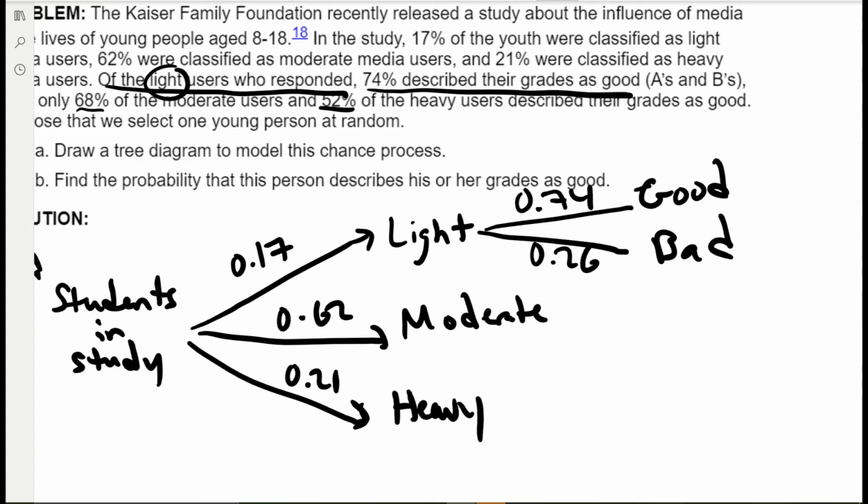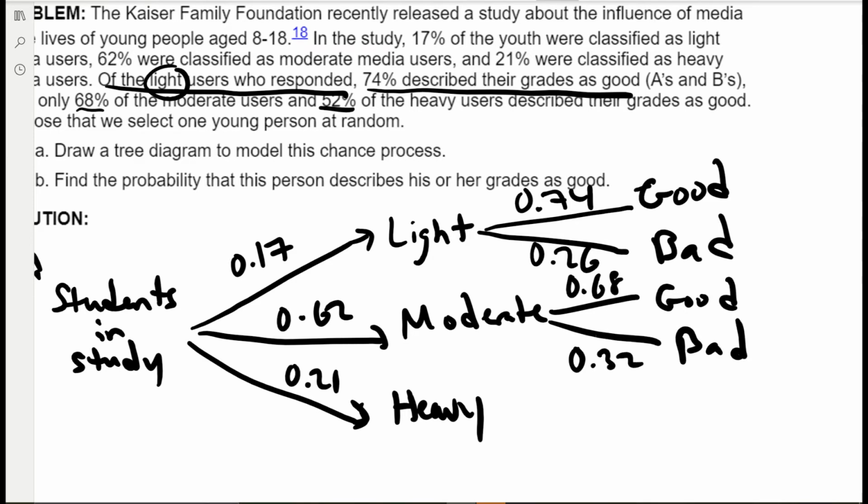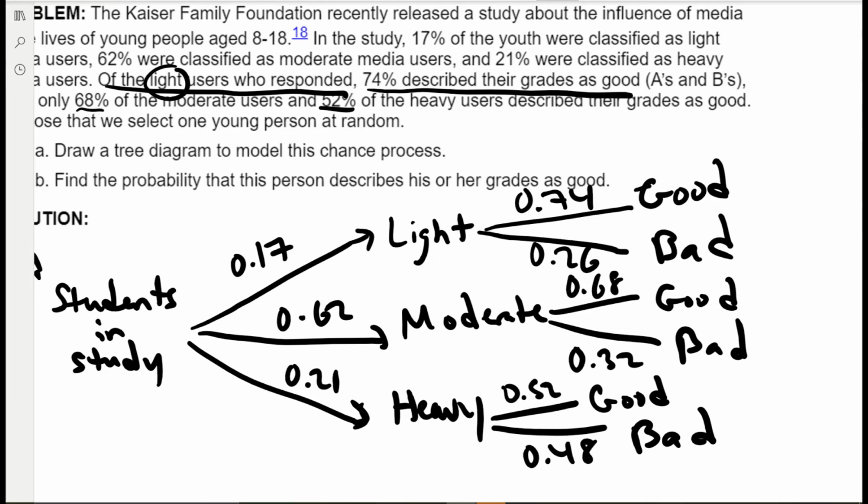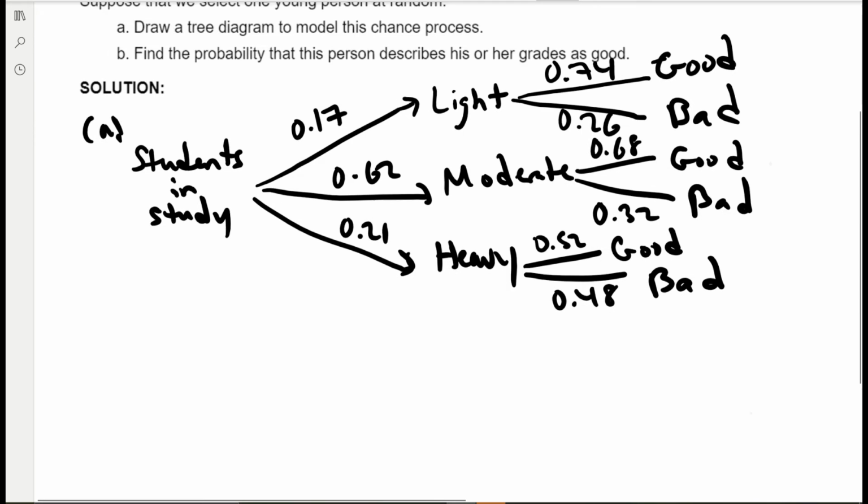Now for the moderate users, 68% described their grades as good, which means that 32% was bad. And we can continue this with heavy. We got 52% described their grades as good, which means 48% were not so good. All right, so that's our tree diagram.